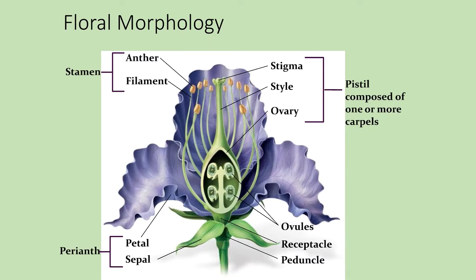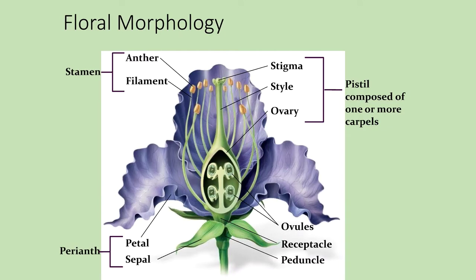So the stigma is at the very top of the pistil, and that's the sticky portion that pollen can stick to. And then once pollen does stick to it, it will digest a pathway down through the style, forming a tube into the ovary itself.